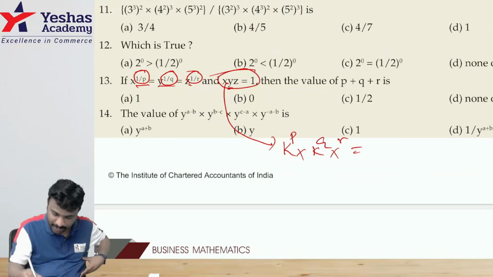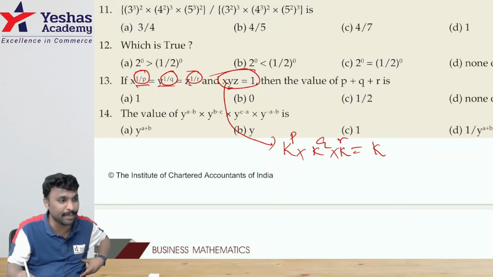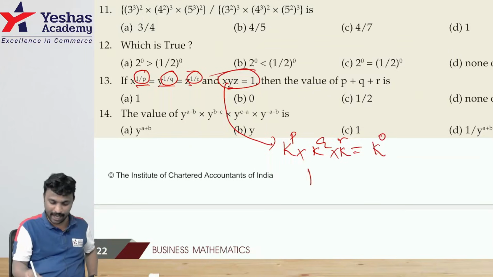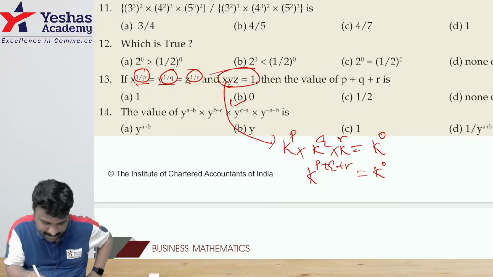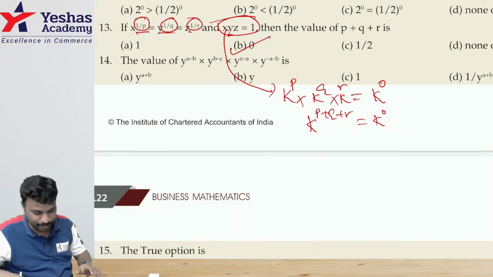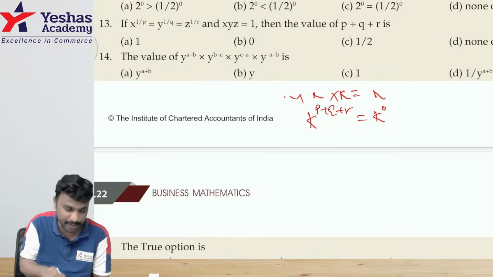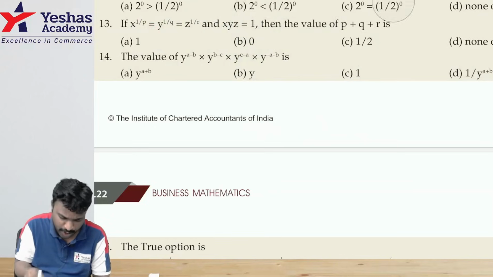1 also can be written in the form of a k. How do you write? K power 0. So it's k power p plus q plus r is equal to k power 0. So p plus q plus r equal to what? 0. That means option B is the right answer. Have you all understood? Guys, moving on to the next question.